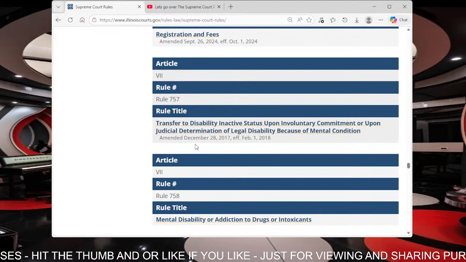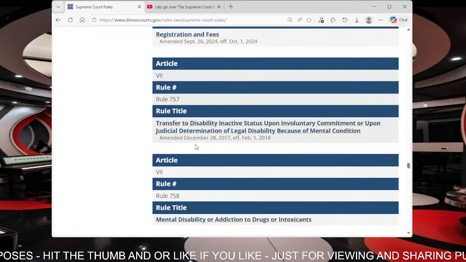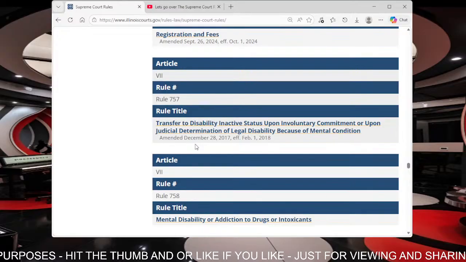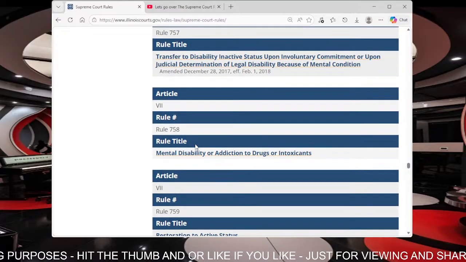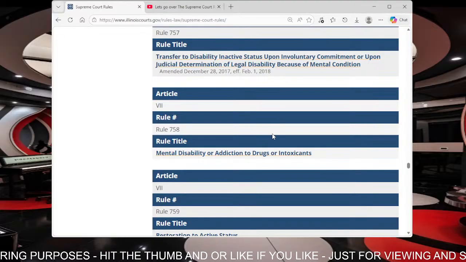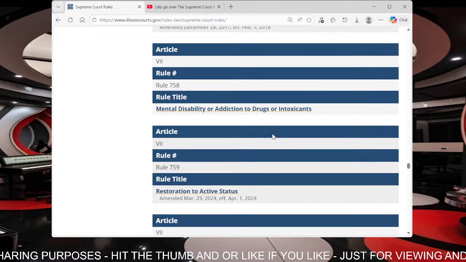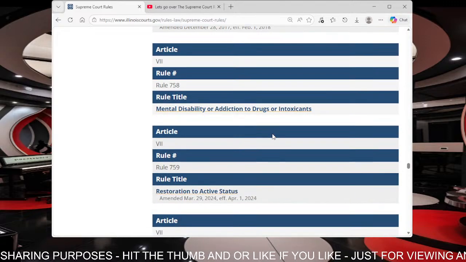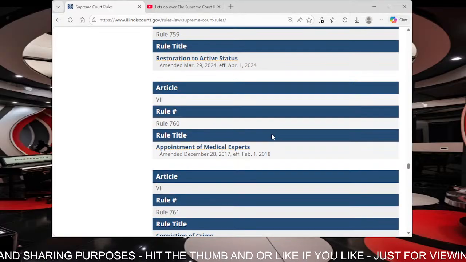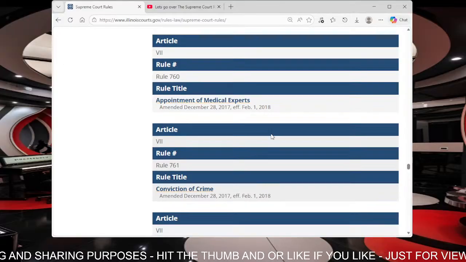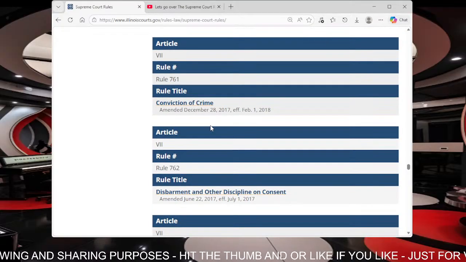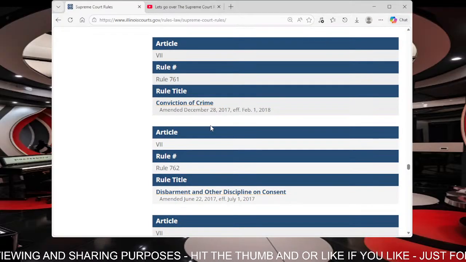7:57, transfer to disability and active status upon involuntary commitment or upon judicial determination of legal disability because of mental condition. 7:58, mental disability or addiction to drugs or intoxicants. 7:59, restoration of active status. 7:60, appointment of medical benefits experts. Conviction of crime. 7:61.